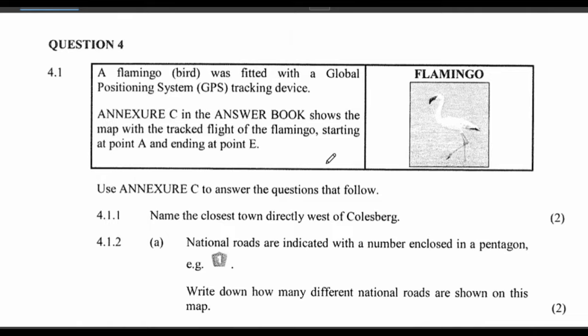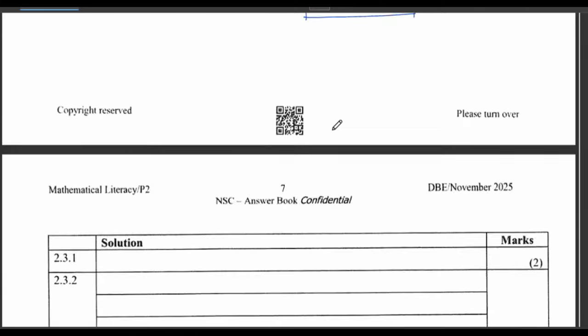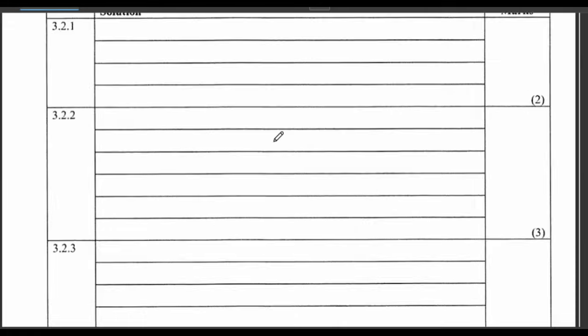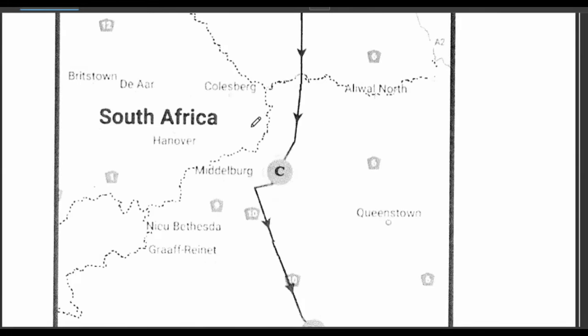A flamingo was fitted with a global positioning system, which is called the GPS tracking device. Next, you see in the answer book the map with the tracked flight of the flamingo starting at point A and ending at point E. Let's go to the answer book. Here we go.